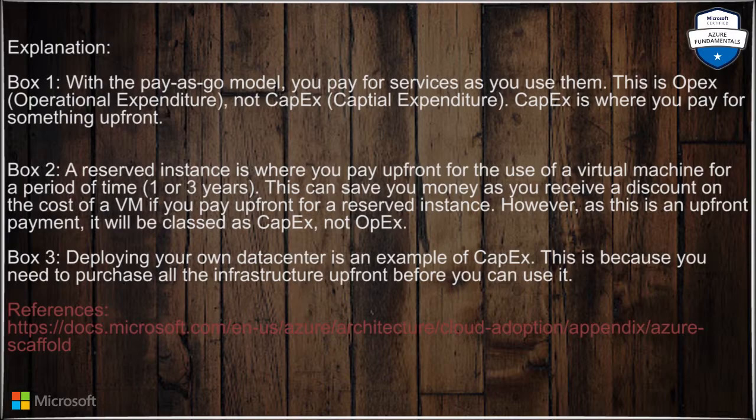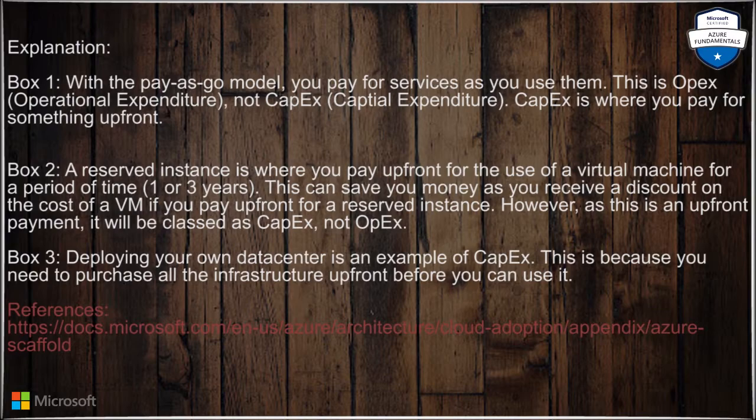Explanation. Box 1, with the pay-as-you-go model, you pay for services as you use them. This is OPEX, operational expenditure, not CAPEX, capital expenditure. CAPEX is where you pay for something upfront.